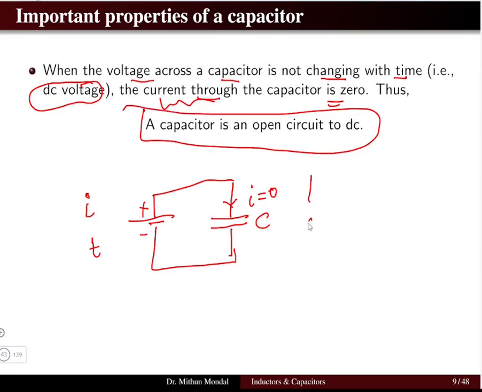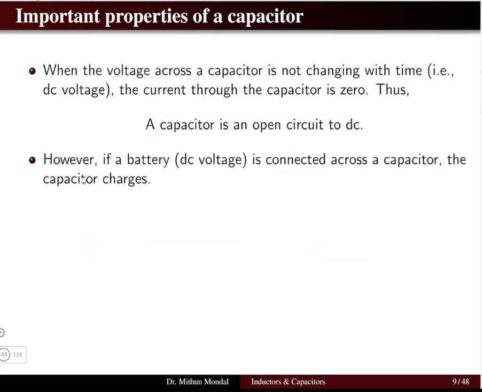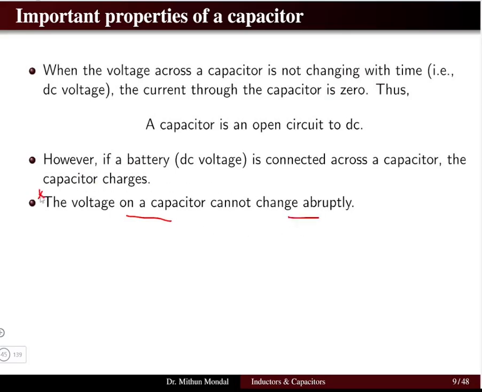So there will be an open circuit condition when we apply a DC source to the capacitor. However, if we apply a DC voltage using a battery, then the capacitor will start charging. Current will not flow, but the capacitor will charge itself. The voltage on a capacitor cannot change abruptly. This is a very important point. When you apply a voltage to a capacitor, the voltage will not change abruptly. It will change very slowly in the capacitor.